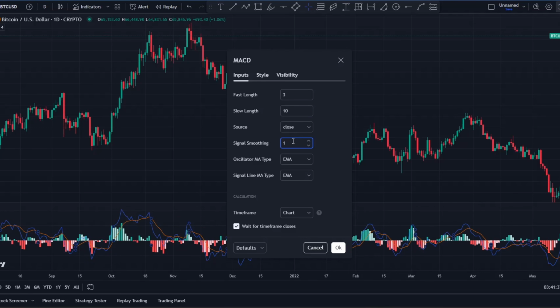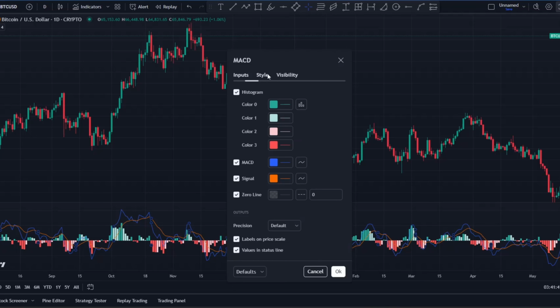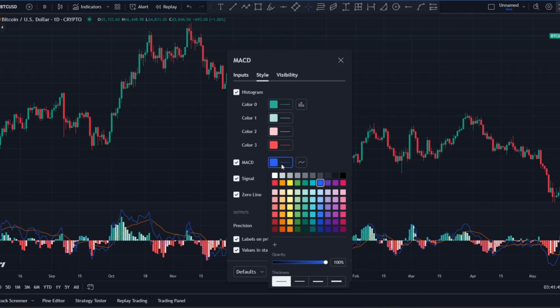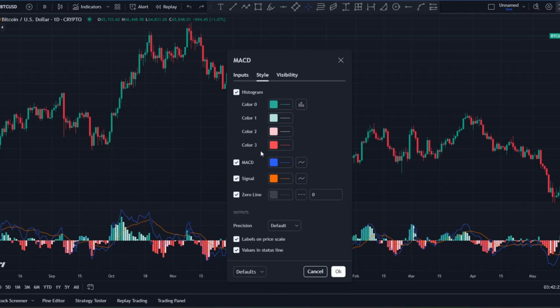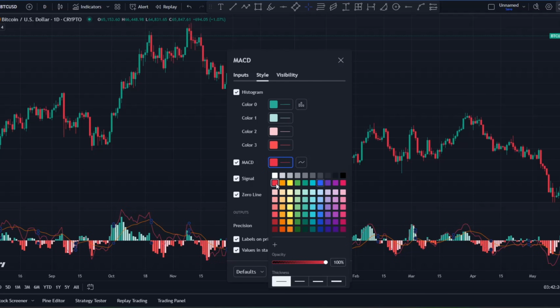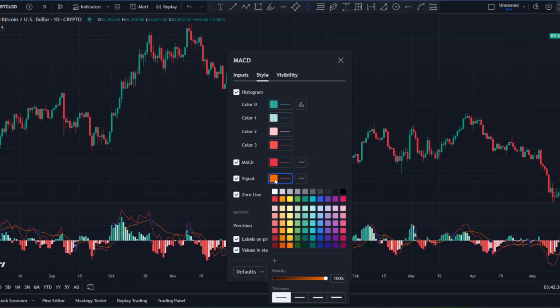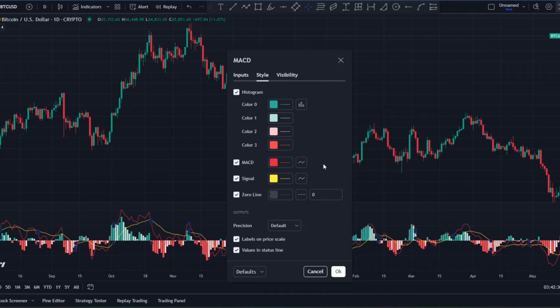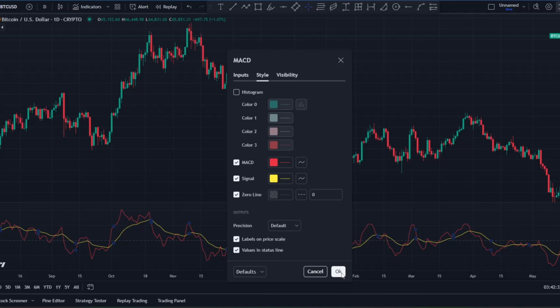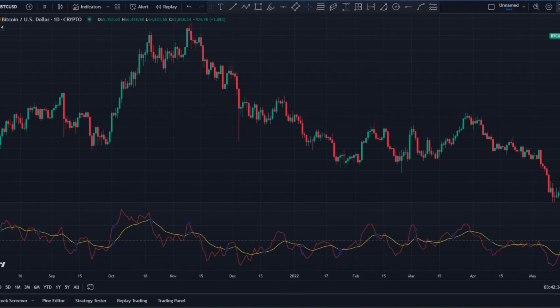Fast length, change this to 3. Slow length, set this to 10. MACD length, adjust it to 16. Signal line MA, simple or SMA. And finally, turn off the histogram completely. I am changing the MACD line to red and signal line to yellow. It's completely personal preference. We only want to focus on the MACD line, which will be red, and the signal line, yellow.